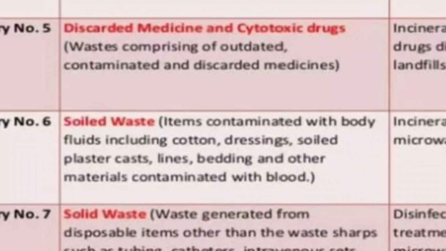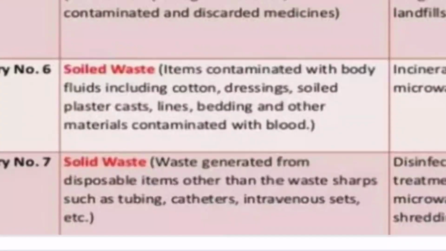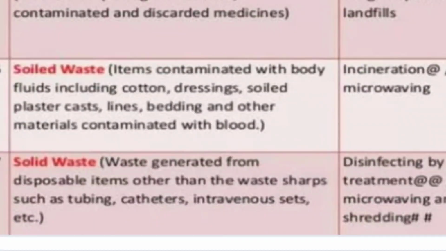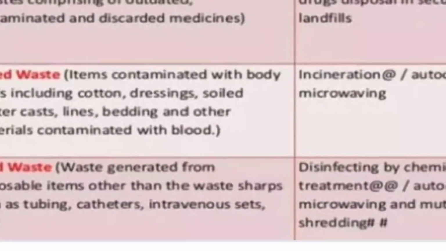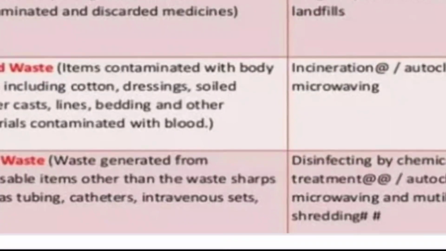Next is category number 6, solid waste: items contaminated with body fluids including cotton, dressings, plaster casts, then IV lines, bedding and other materials contaminated with blood. Under that you can go for incineration or microwaving. Next is category 7, solid waste generated from disposable items other than the waste sharps, such as tubing, catheters, intravenous sets, etc. Here you can use disinfection by chemical treatment, autoclaving, microwaving and mutilation and shredding.